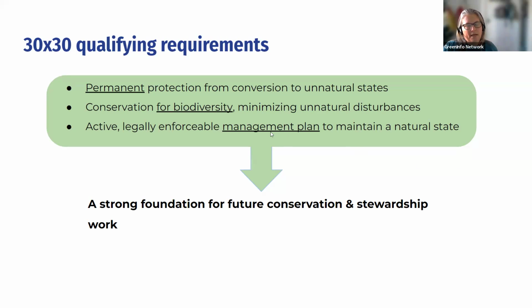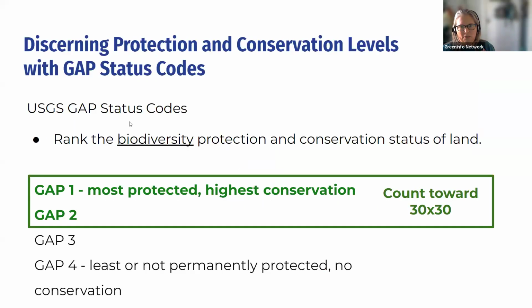And then on top of that, not only does it need to be conserved for biodiversity, it actually has to have a management plan that will sustain that into the future. So it needs to have a laid out management plan. Now, these three things are sort of nodes of what needs to happen. And then the next part is talking about how we actually apply those to the data, which is what I generally work on. So as I said, there's the gap code system.